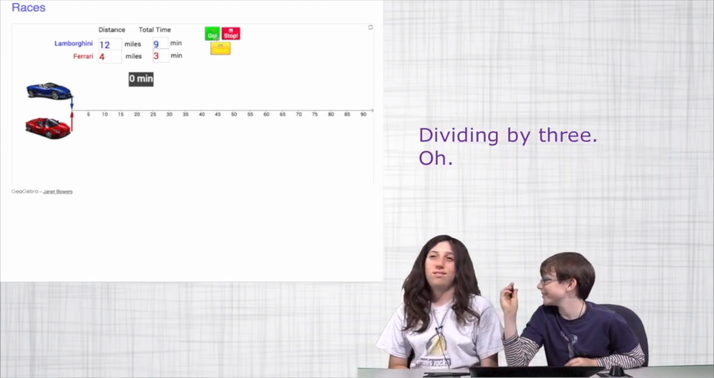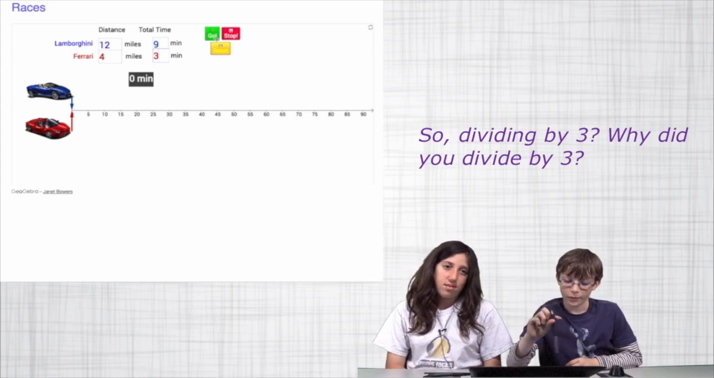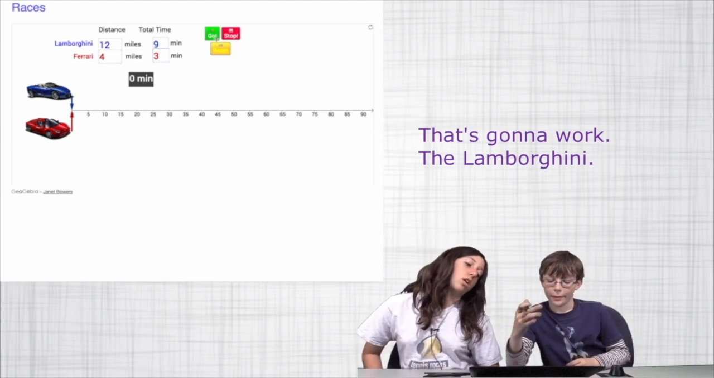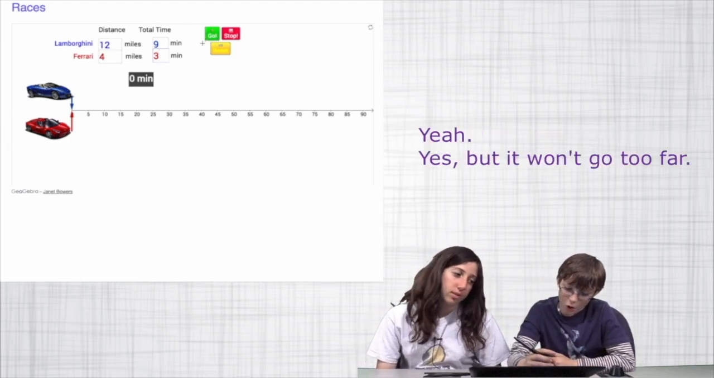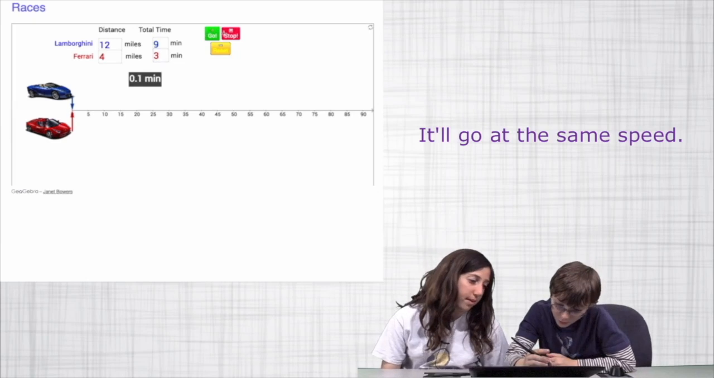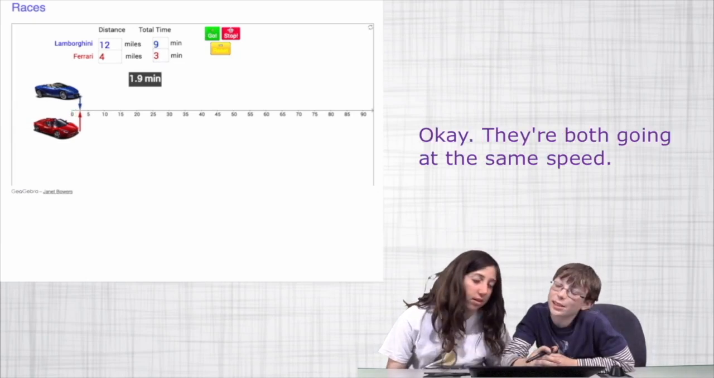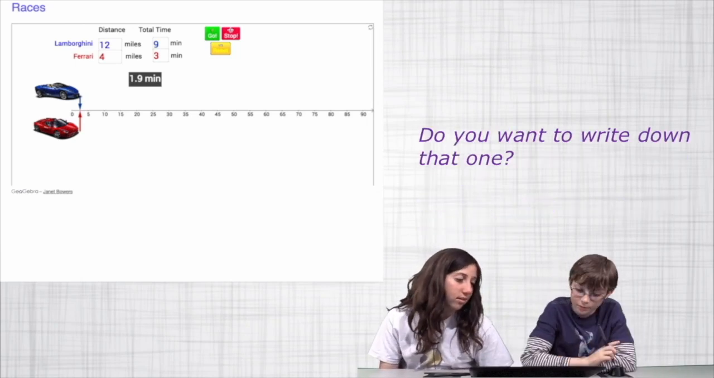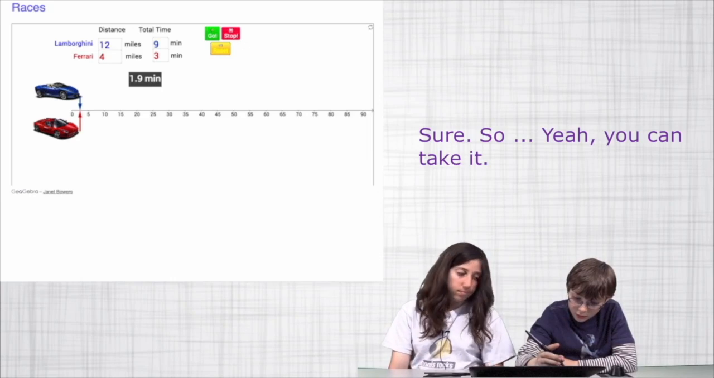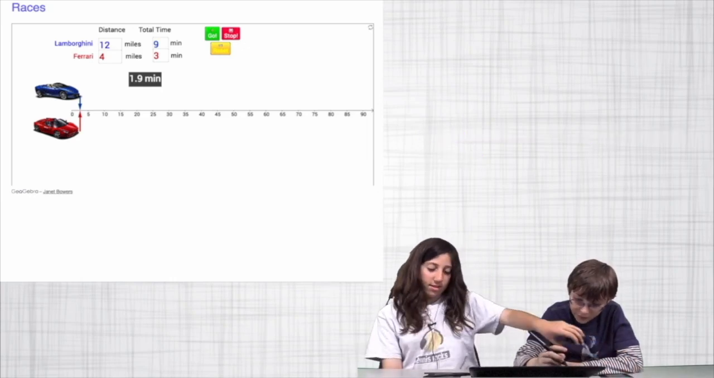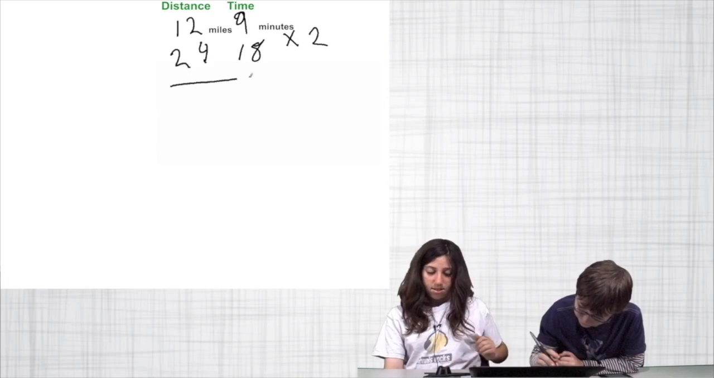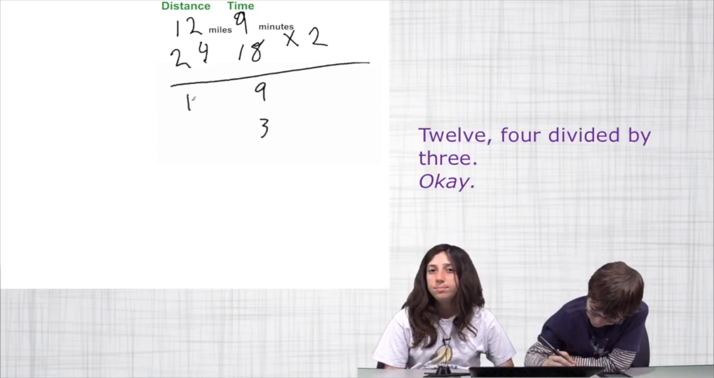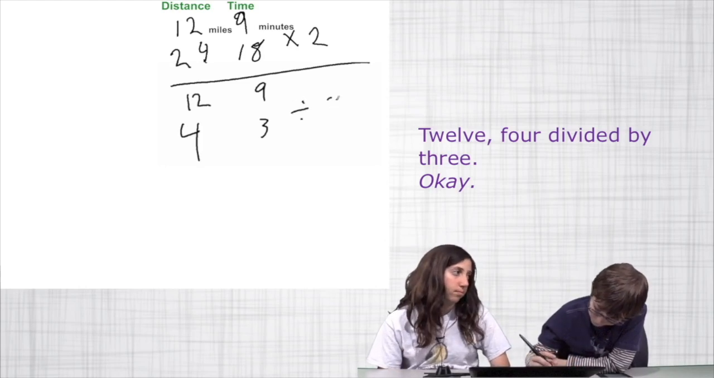Dividing by 3. So dividing by 3, what did you divide by 3? I did Lamborghini divided by 3 equals 4. Yeah, that's gonna work. Do you think that's going to work? Yes, but it won't go too far. It'll go at the same speed. Okay, they're both going at the same speed. Do you want to write down that one? Sure. So 12, 9, divided by 3, 4 and 3.